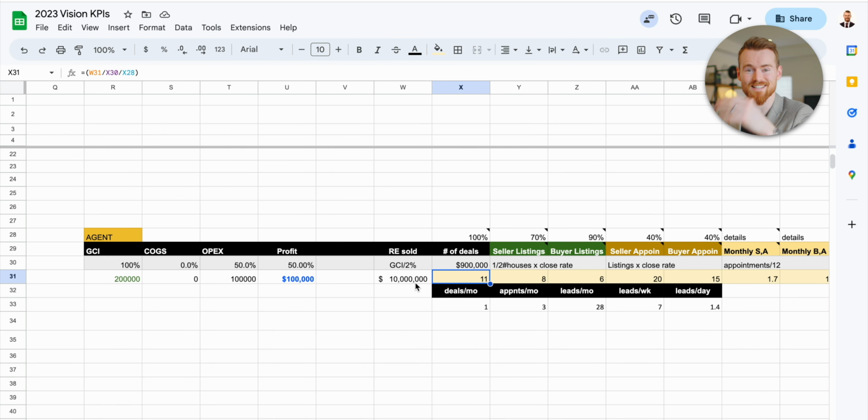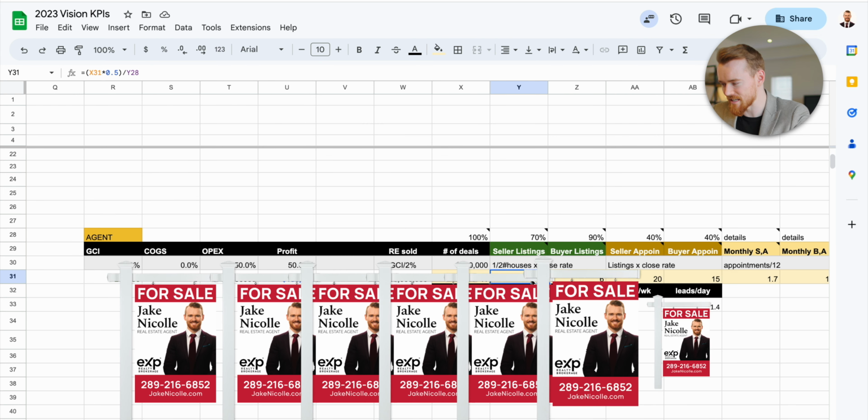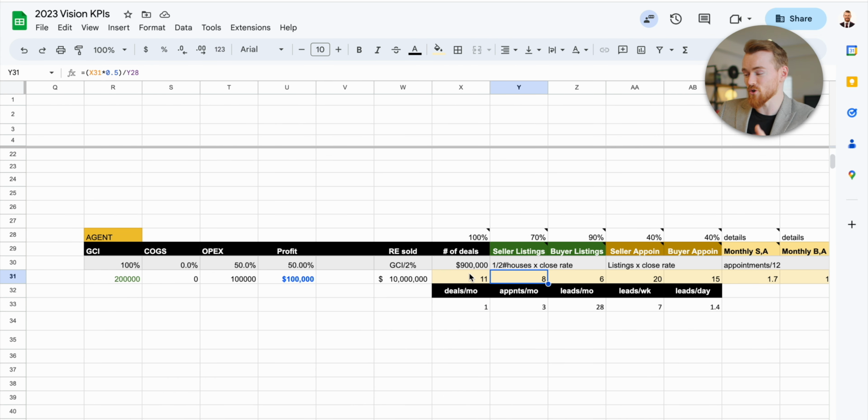So this is showing me that if I want to sell $10 million worth of houses at 2% commission, I need to do 11 deals at $900,000 in order for me to hit those numbers. And then here's what each of these categories breaks down, okay? This next category is showing you that you're gonna need 8 listings in order for you to do the 11 deals, because 70% of those seller listings might not sell, okay?